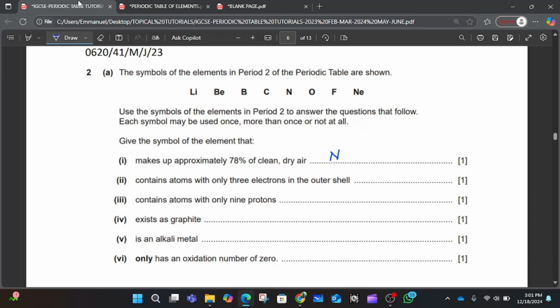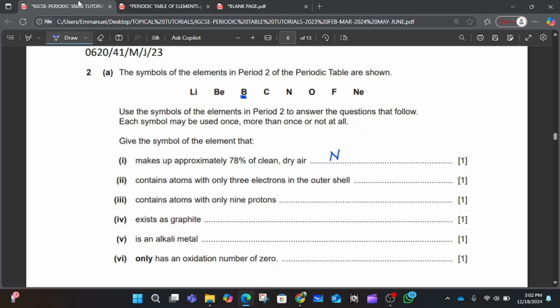II. Contains atoms with only 3 electrons in the outer shell. If you write the electronic configuration of all these elements, you should get 3 in the last shell, and boron gives us that.